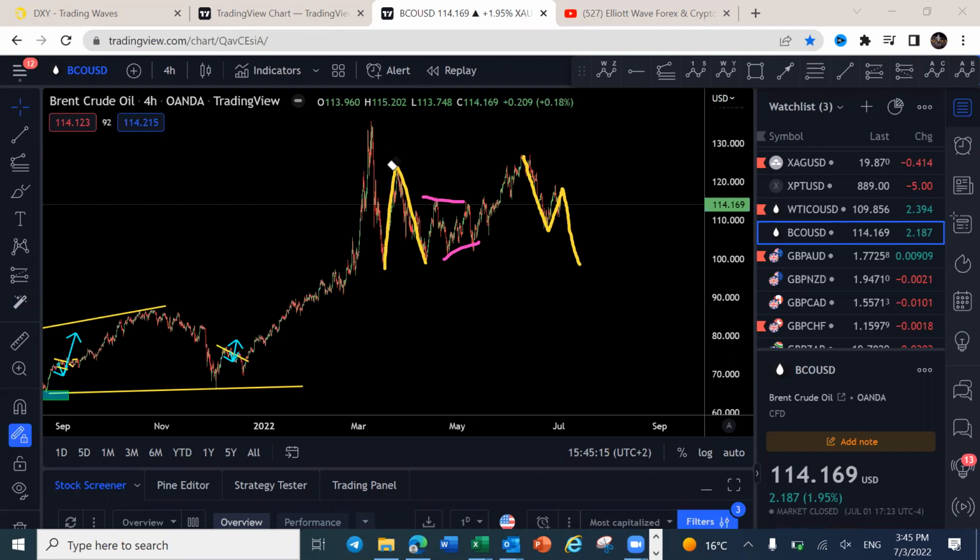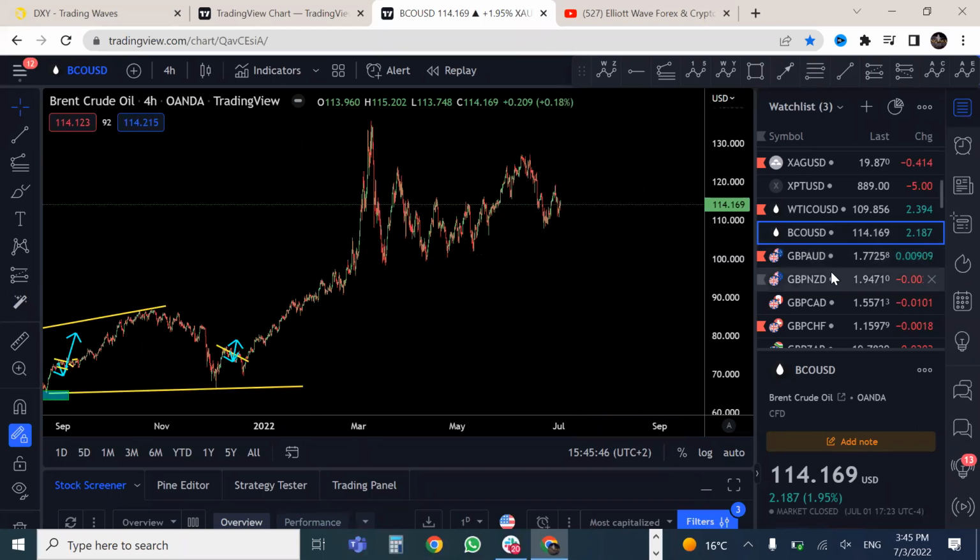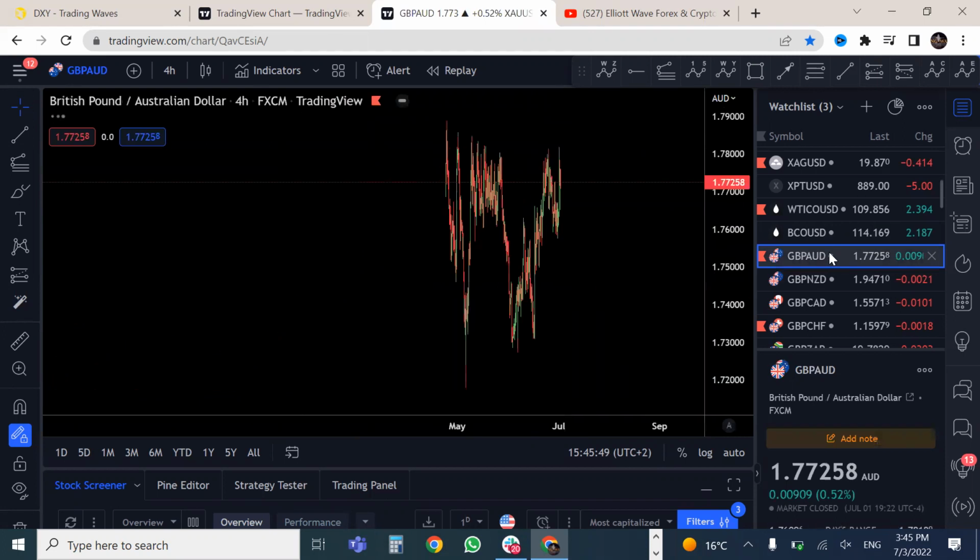The same way that this one, let's do it, 1, and we've got 1, 2, 3. All right, so after this, as you can see, we'll anticipate a structure, possibly one like this, a move up. Then we'll anticipate that will be the structure. That will be your ABC corrective structure. Okay, those are the commodities. We can move on to the pound pairs.